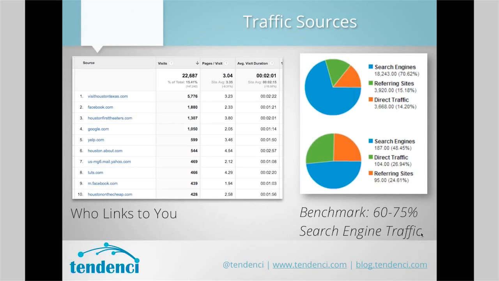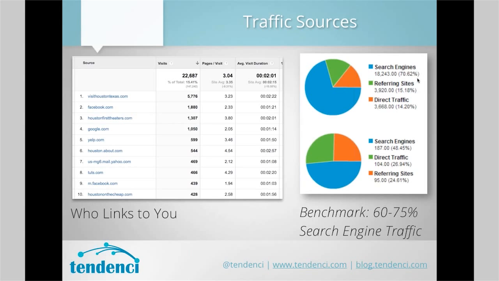We recommend about 60 to 75% of your traffic come from search engines. So, direct traffic: they obviously know who you are, they know your URL, they're typing you in directly. Referring site: somebody sort of vouched for you. They clicked on a link somewhere where someone vouched for you and said, go here.